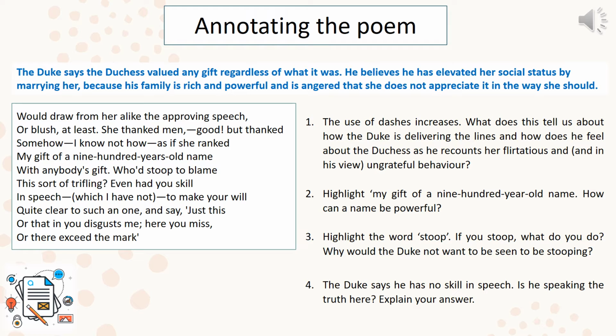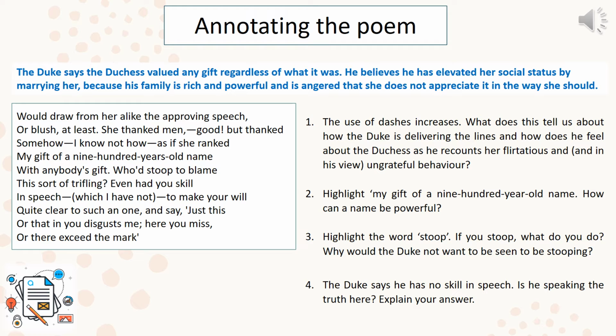Here, highlight my gift of a 900-year-old name. How can a name be powerful? Highlight the word stoop. If you stoop, what do you do? You go quite low, don't you? So why would the Duke not want to be seen to be stooping? So why would he be annoyed that he seems to have gone lower in some form of status or physical form?